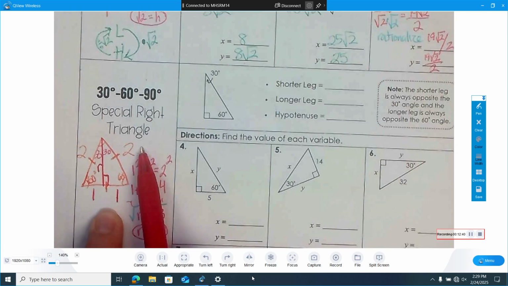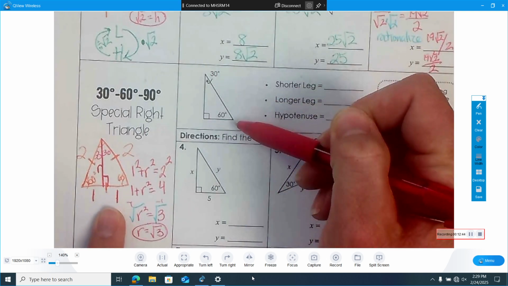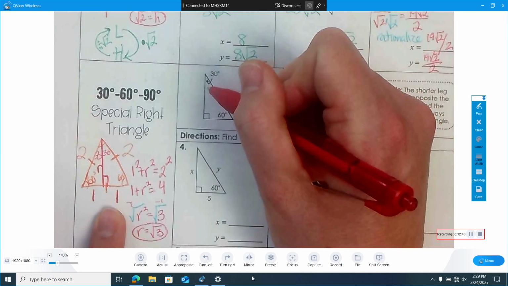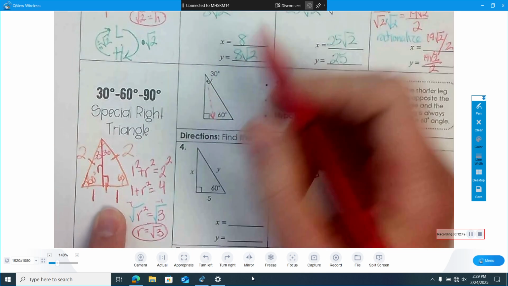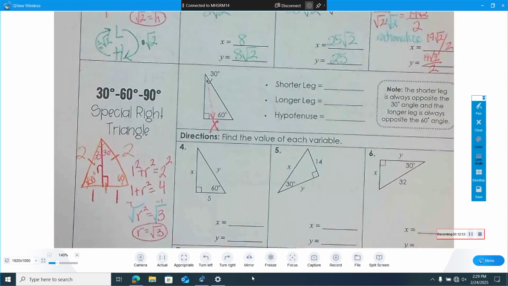Okay? Kind of interesting. When you look at your 30, 60, 90 triangle, we're going to base all our answers on the short side. We have to know the length of the short side. In this particular case, I'm going to call it X.